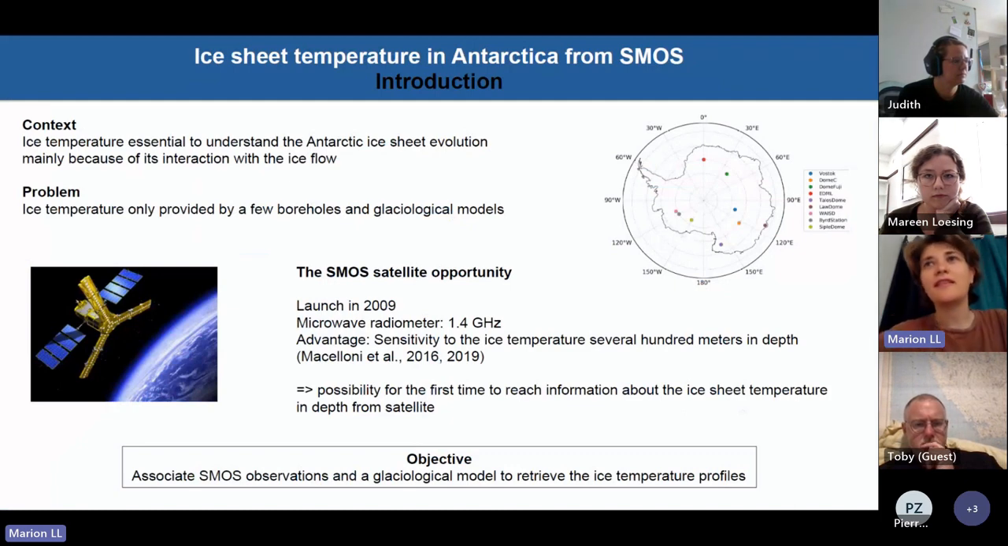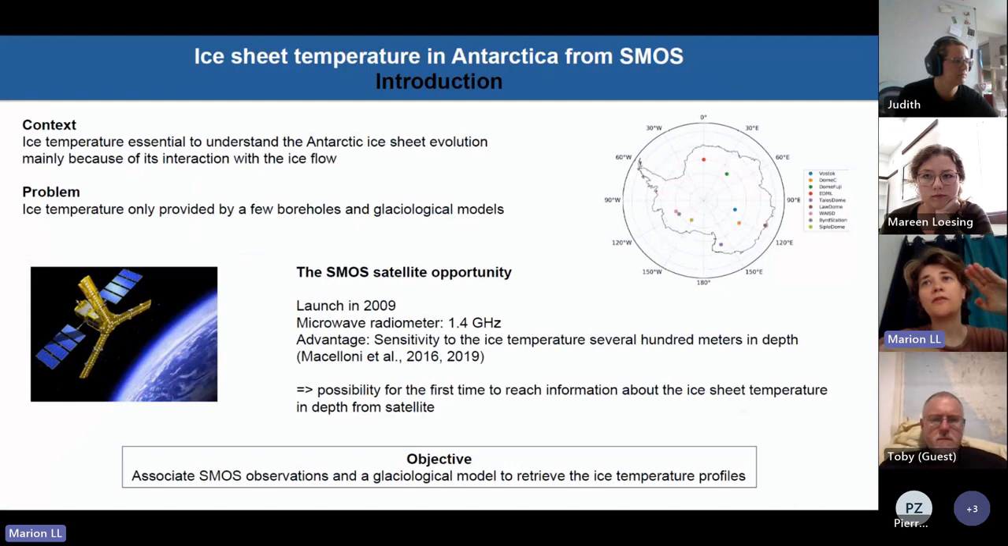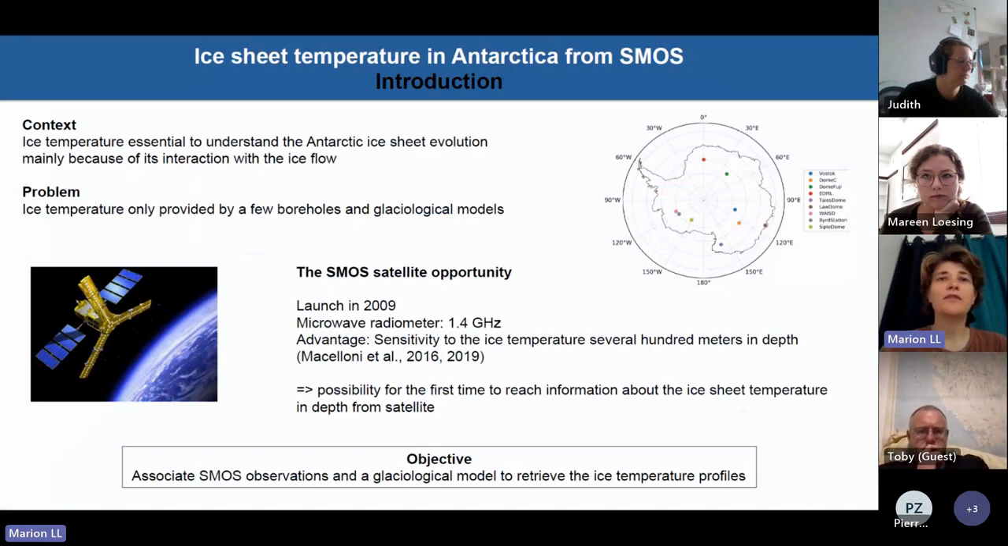On the map on the right, we can see some locations with temperature measurements from the top to the bottom of the ice sheet. We have 9 sites, so it's very few with respect to the size of Antarctica. And with the SMOS satellite, we have a new opportunity. This is a satellite launched in 2009 with a new instrument. This is a microwave radiometer at 1.4 gigahertz.